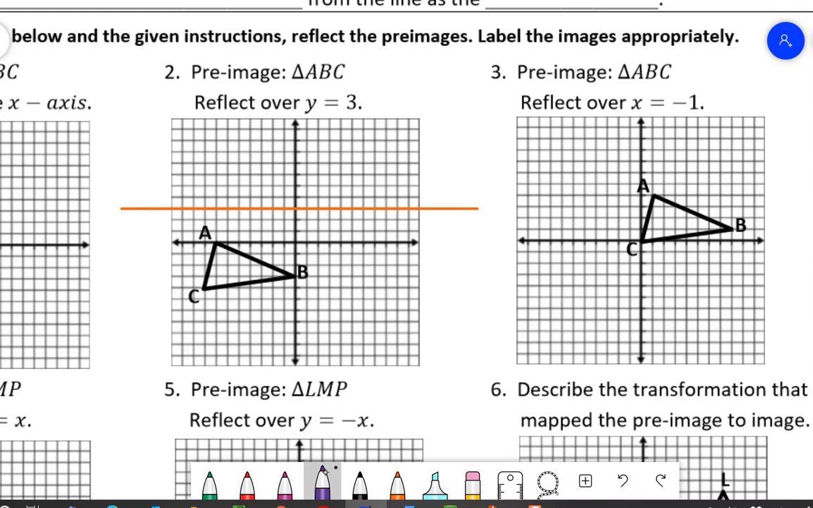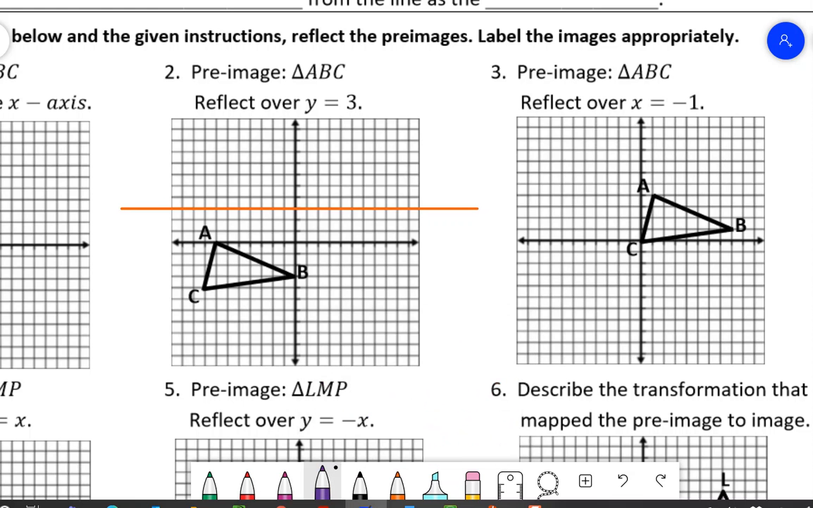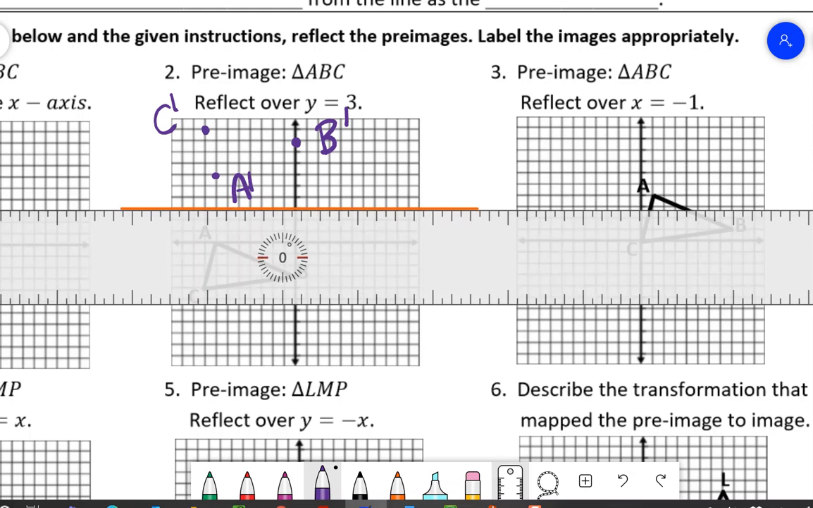B is 1, 2, 3, 4, 5, 6. So there's B prime. A is 3 below, so I'm going to count 3 above. A prime, and then C is 4, 7, so 3, and then 4, C prime. Bring out my handy dandy tool.